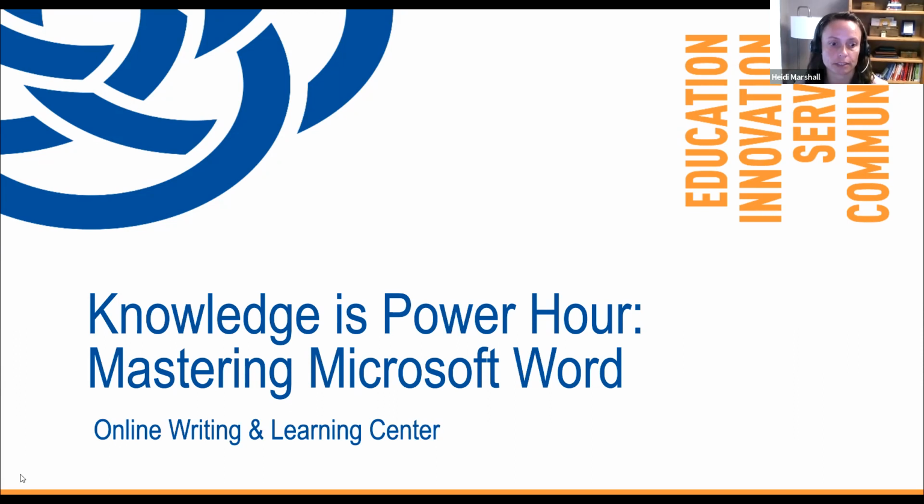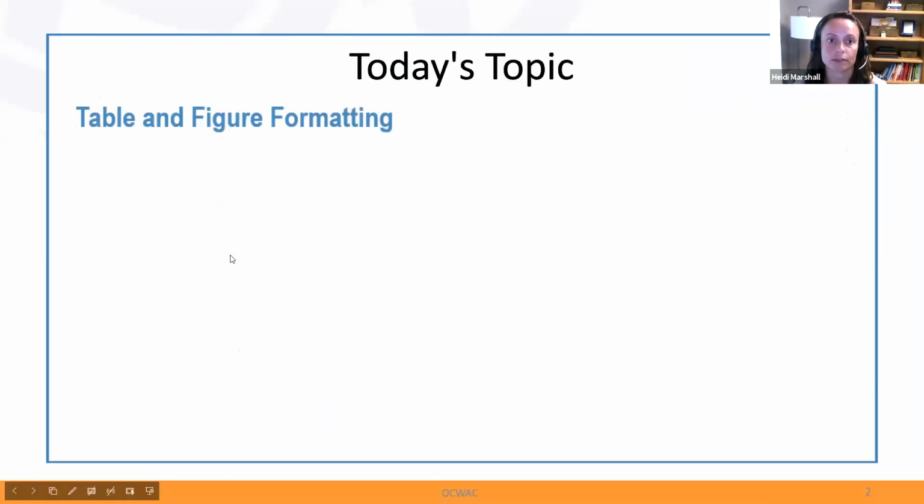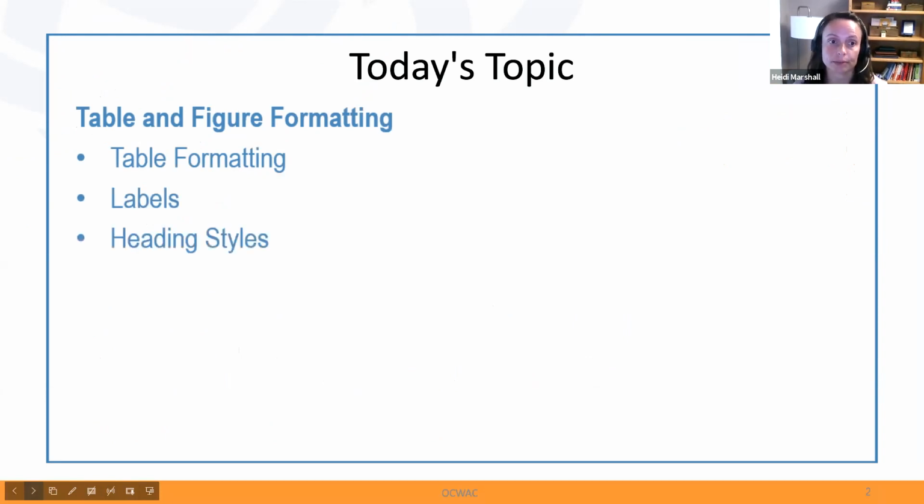Today's session, which is the second in our series, is going to focus on table and figure formatting. Specifically, I'm going to walk through APA standards on table formatting, talking about how to label both tables and figures. And then in addition to formatting the labels correctly, how you apply a heading style to those, and with that heading style, create your list of tables and figures.